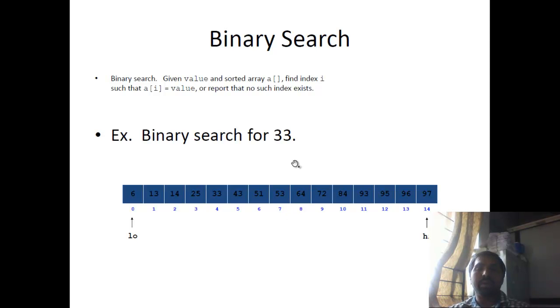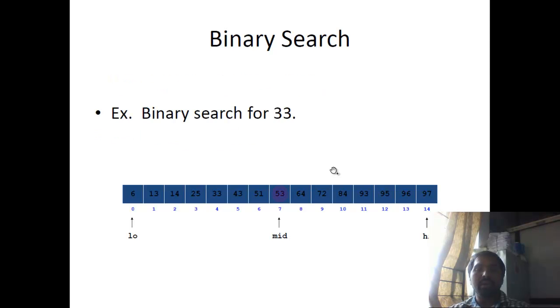I already told that point, right? So now we are going to search for the key element, 33. First we need to identify the lower position of the array and the highest position of the array. Based on this lower position and higher position, we can take the mid position.